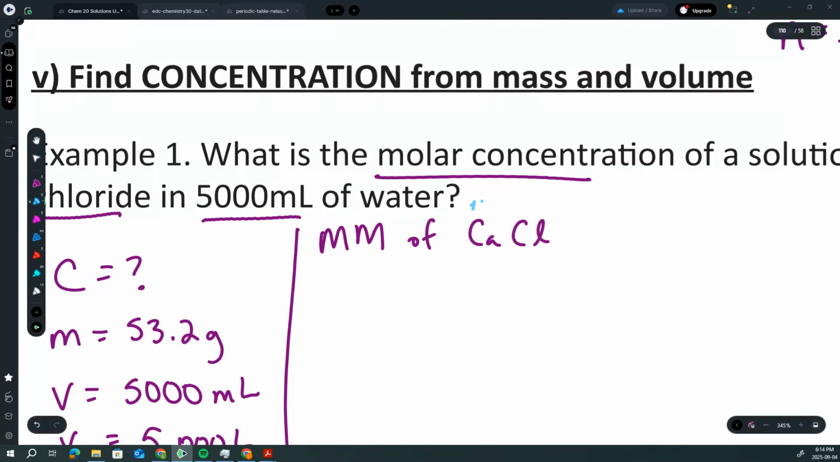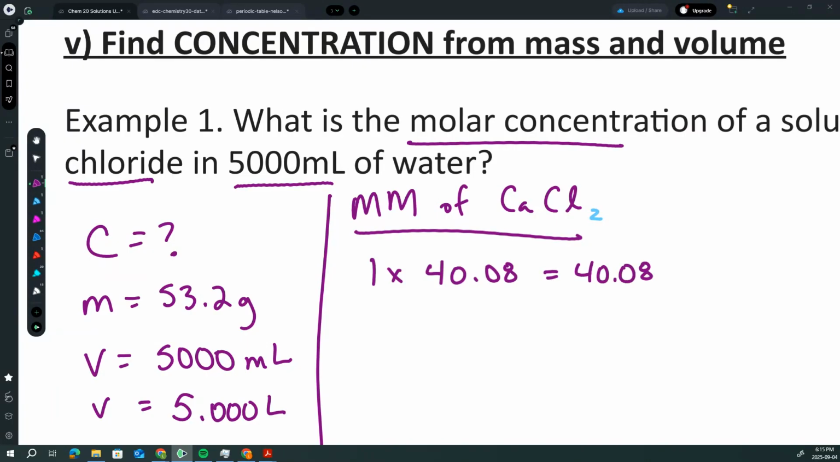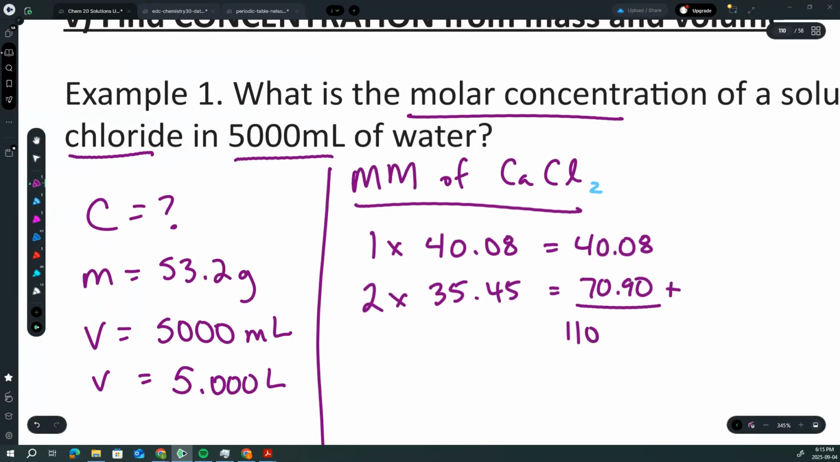So calcium likes to have a +2 charge. Chloride likes to have a 1- charge. So balancing this compound, we're going to have CaCl2. Okay. So from the calcium, the molar mass of each calcium is going to be 40.08, and there's only one of them. With the chlorides, 2 times 35.45, which is going to give us 70.90. If we add those up, that gives us 110.98 grams per mole.